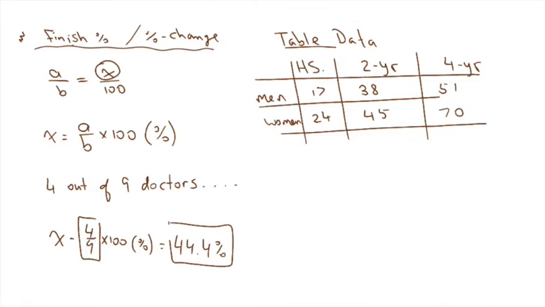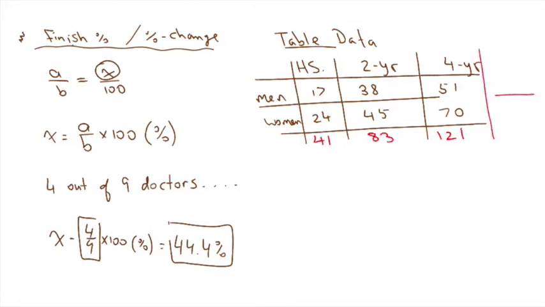But when you see this table, the first thing you do is don't read the questions. You haven't really finished the table yet. I highly suggest you come up with totals. In other words, how many people have high school degrees rather than men and women? So you take the 17 and 24 and add them together. That's 41. And the 2-year degree total? 83. 4-year degree total? 121.